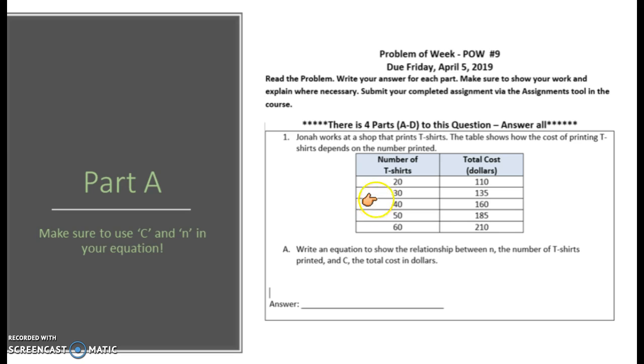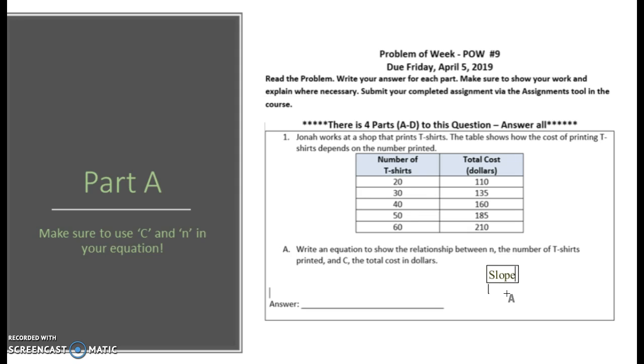So just going back, this is your N, the number of shirts. The cost depends on the number of shirts. So that should help you with your inputs and your outputs. You can figure out the rate of change by looking at the change of the total cost as it relates to the change in the number of t-shirts. So for this one, it's kind of pulling back your knowledge of slope to use the formula, because there's no graph here, so you can't use the rise over run.